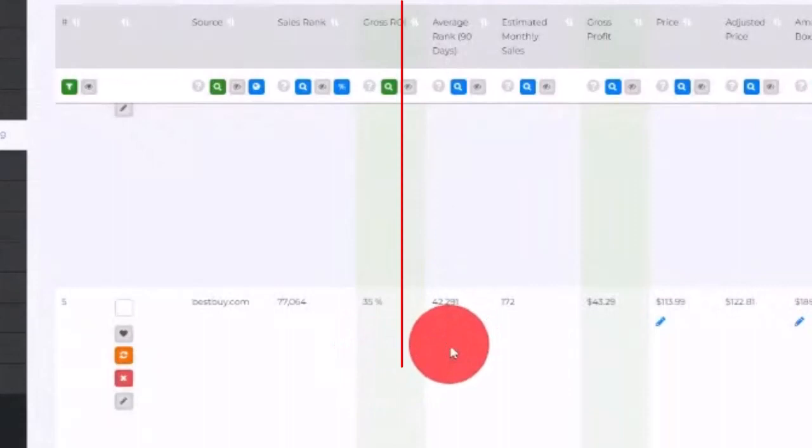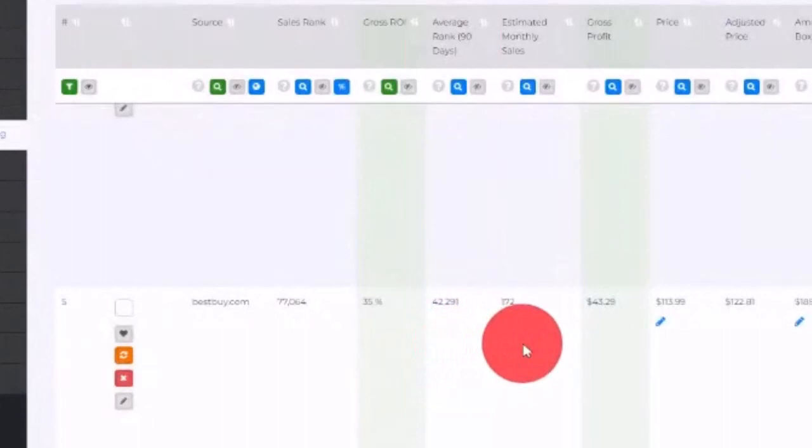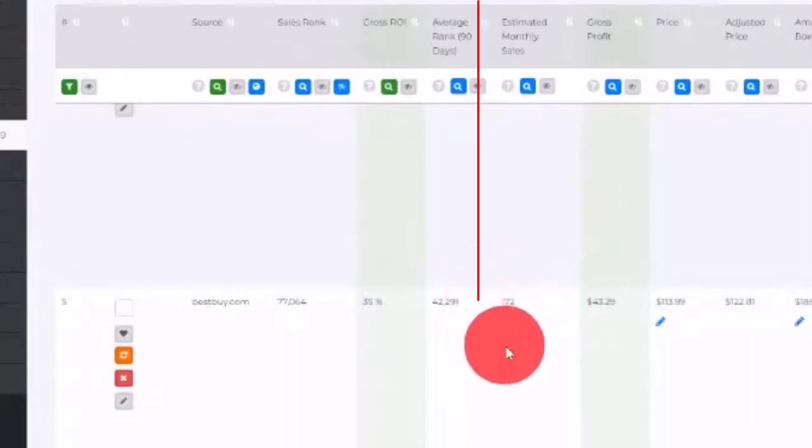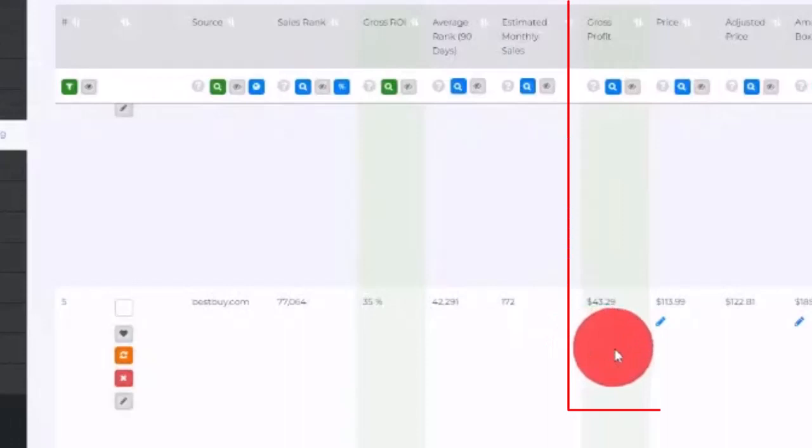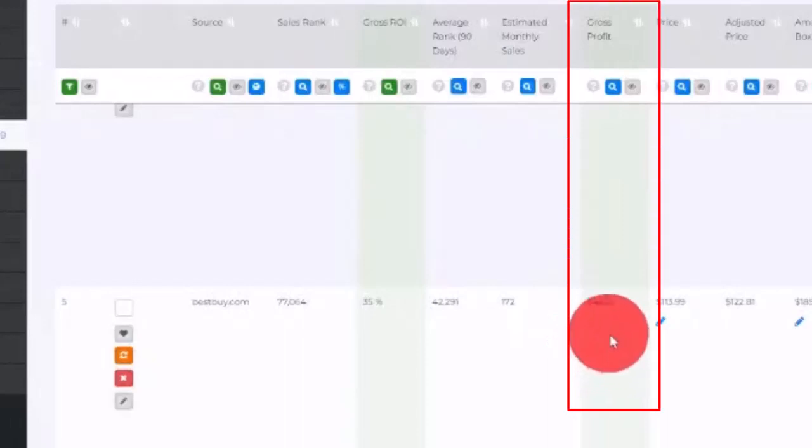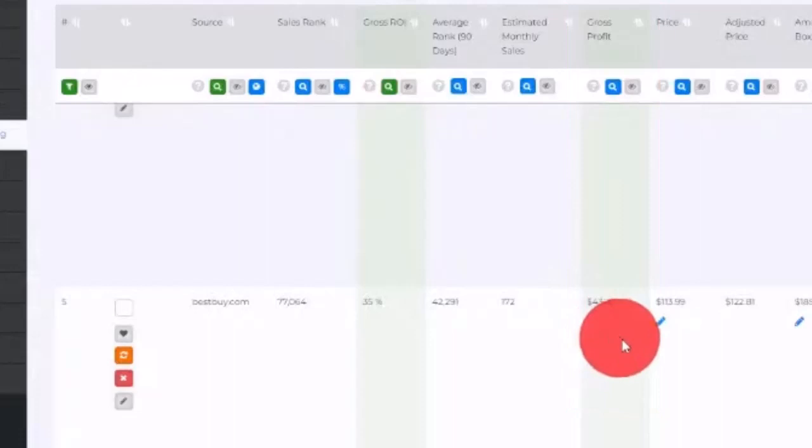I'm looking at my 90-day rank. I can put a 30-day rank on there if I wanted to, and I could put the current rank if I wanted to. I have these set up the way I want and arranged the way I want. My other ones, you'll see set up a little different. Estimated monthly sales, 172. That would make anybody's ears perk up. Nice. Gross profit, $43.29. That's going to adjust, guys. You should be paying somewhere around $113.99. Stay tuned. We're going to get into that.